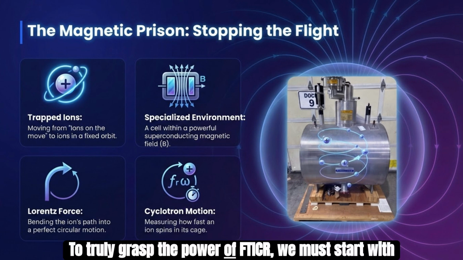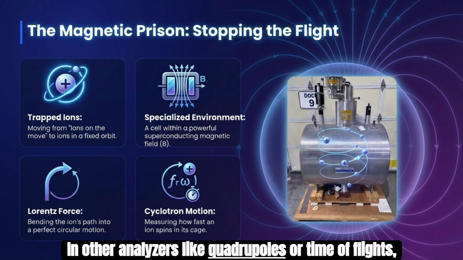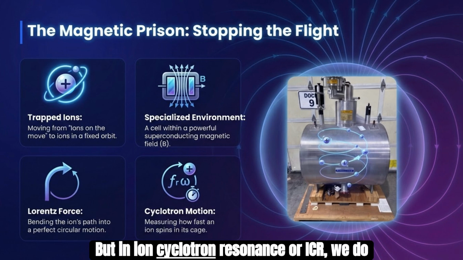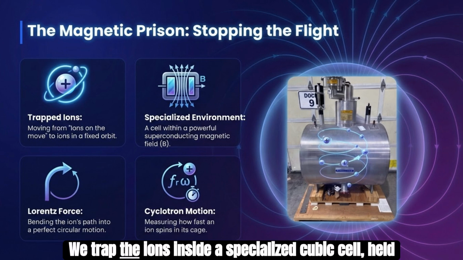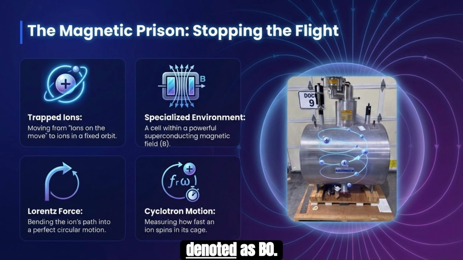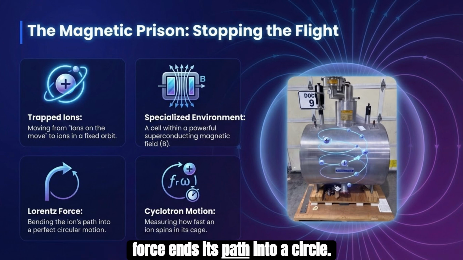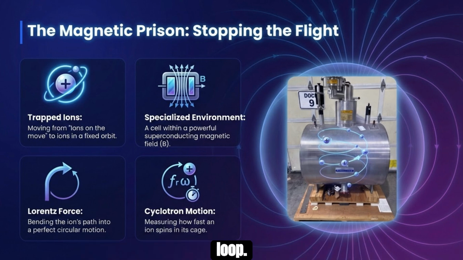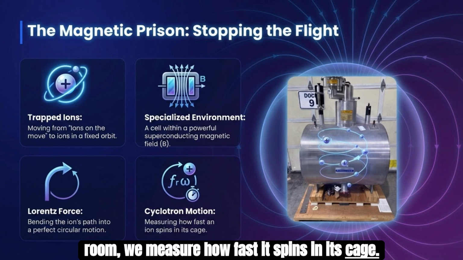To truly grasp the power of FT-ICR, we must start with a fundamental paradigm shift. In other analyzers like quadrupoles or time of flights, ions are always on the move, racing toward a detector. But in ion cyclotron resonance, or ICR, we do something radically different. We stop them. We trap the ions inside a specialized cubic cell held within a powerful superconducting magnetic field, denoted as B0. When a charged ion enters this field, the Lorentz force bends its path into a circle. This is cyclotron motion. The ions are effectively imprisoned in an endless loop. Instead of measuring how fast an ion flies across a room, we measure how fast it spins in its cage.